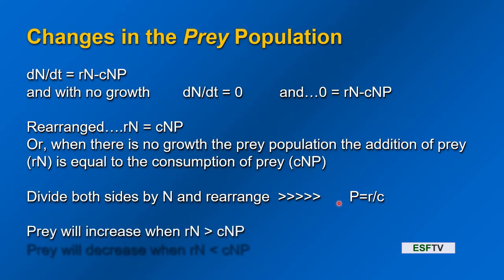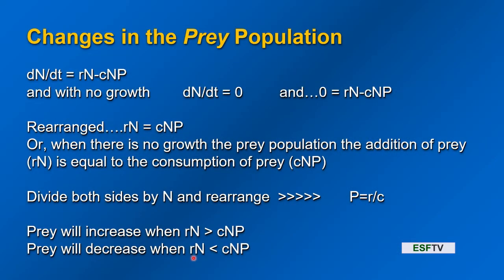Now the prey will increase here, so the intrinsic rate of growth of the prey will be greater and allow it to increase greater than the consumption by the predator, or the prey will decrease if that intrinsic rate of growth is actually less than the consumption by the predator. The predator eats more prey than are being produced by the prey. Okay, so different conditions yielding increases or decreases in the prey population. Or actually the predator population. Well, we could look at that.